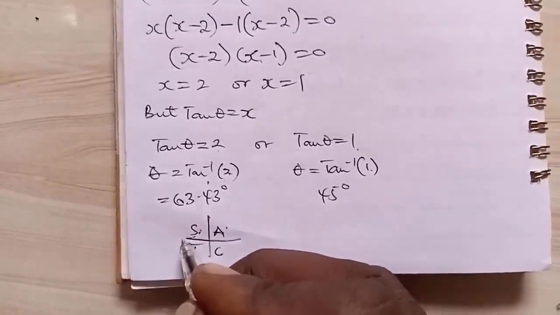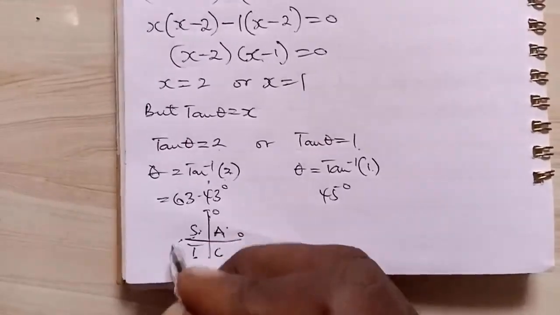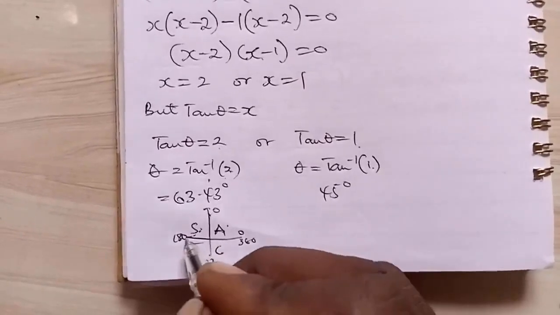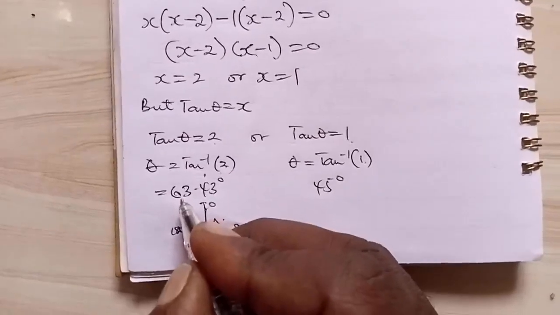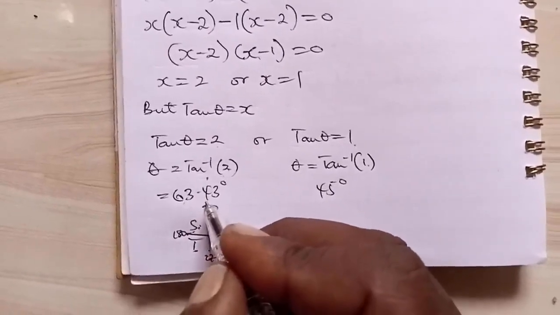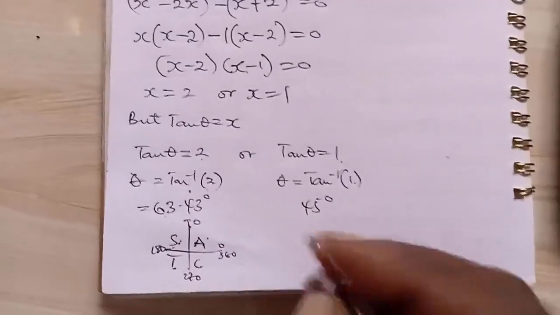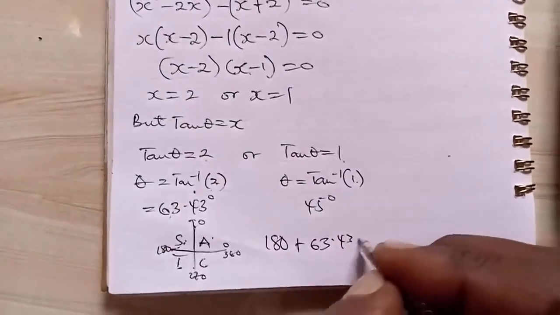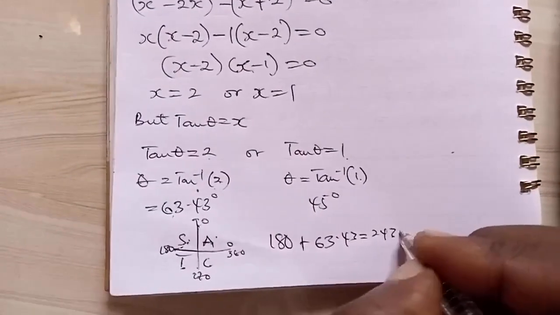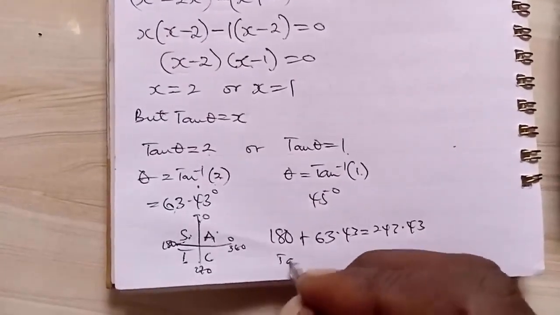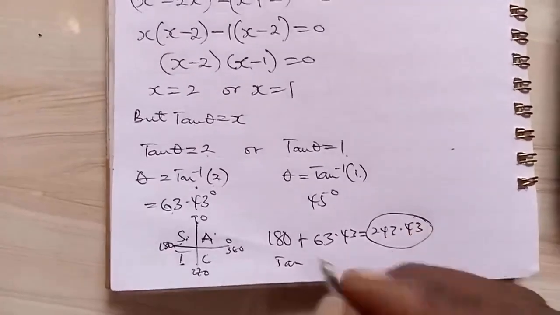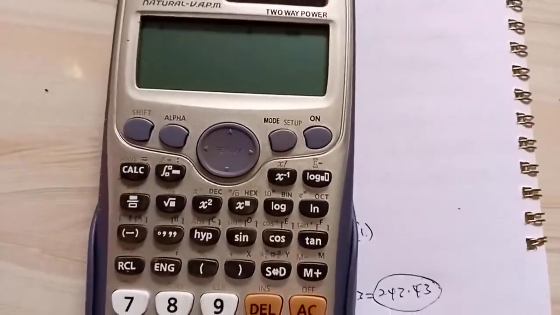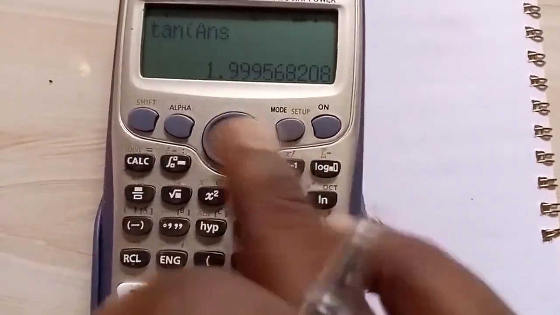So here now is 180, because here is 0, 90, 180. Here is 270, here is 360. So here is 180. 180 plus 63.43 will give us about 243.43. And if we find the tan of this answer, it will give us 1.999, which is approximately 2.